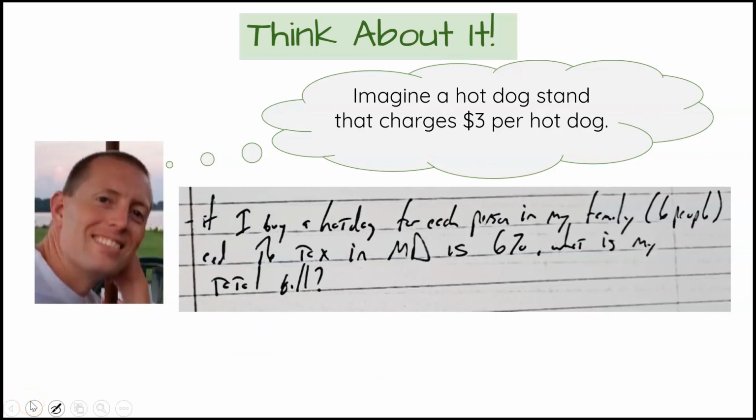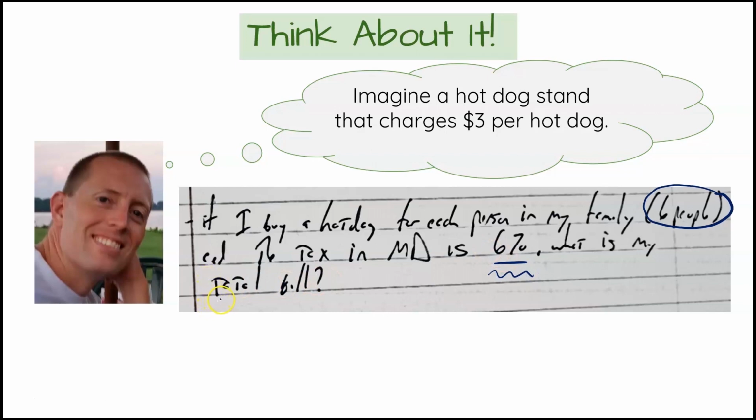Howdy, Tim. Howdy, Lar. How's it going? It's going great. So what is your question about the hot dog stand that charges $3 per hot dog? Well, I wanted to know what my total bill would be if I wanted to buy each person in my family a hot dog. Then I remembered that there's a 6% sales tax in Maryland. So my question is, if I buy a hot dog for each person in my family, 6 people, and the tax in Maryland is 6%, what will my total bill be?